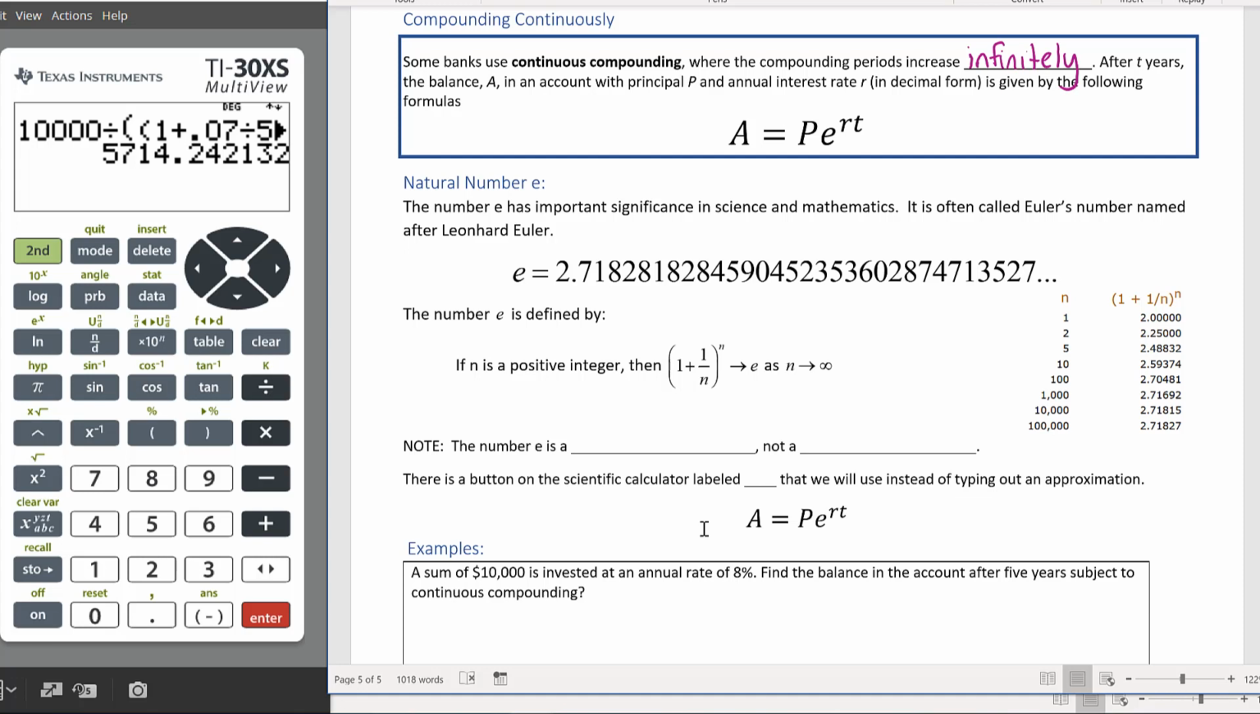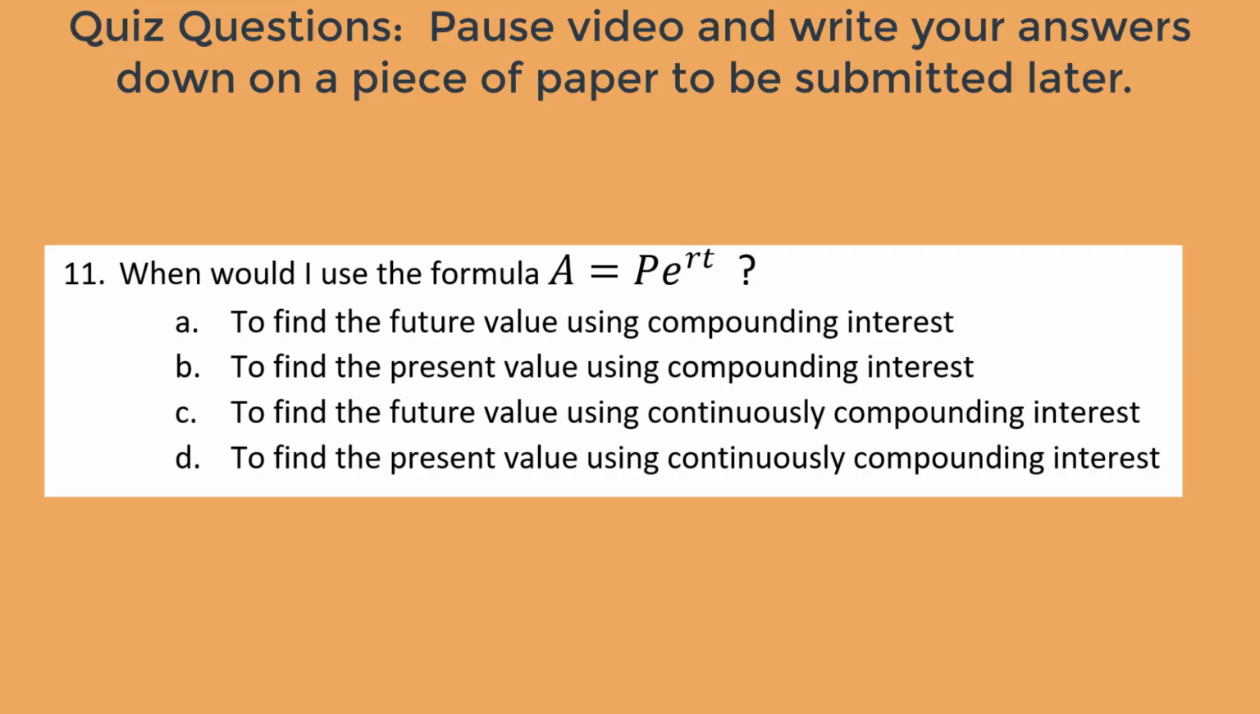So after t years, the balance A in an account with principal P and annual interest rate R in decimal form is given by the following formula: A equals P e to the R T.